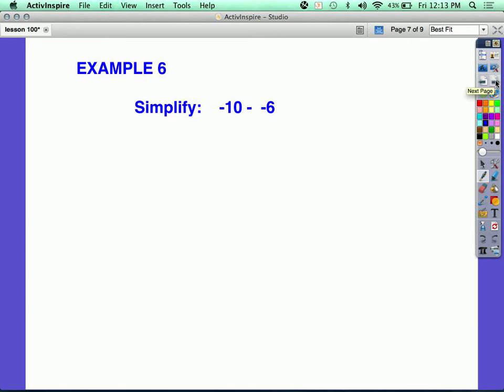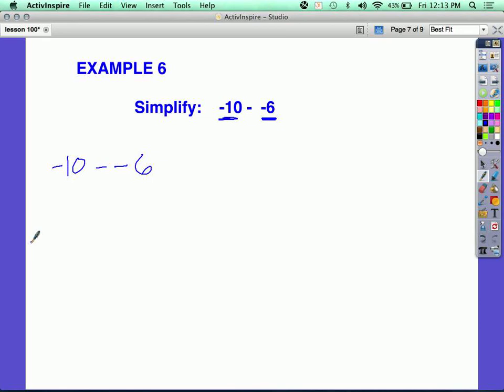Now they want us to subtract. Okay? So I have negative 10 minus a negative 6. Once again, there's two ways to think about this. So the first way, if I have negative 10 minus a negative 6, when I'm subtracting, really what I'm doing is I'm going to add the opposite.